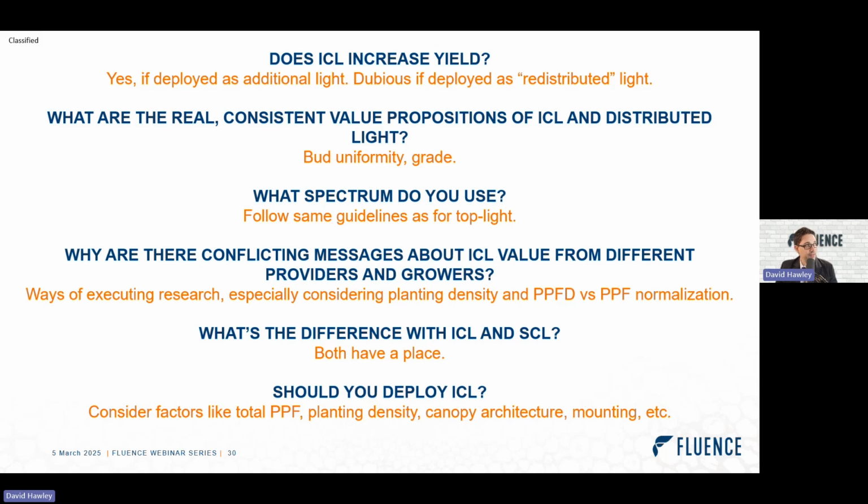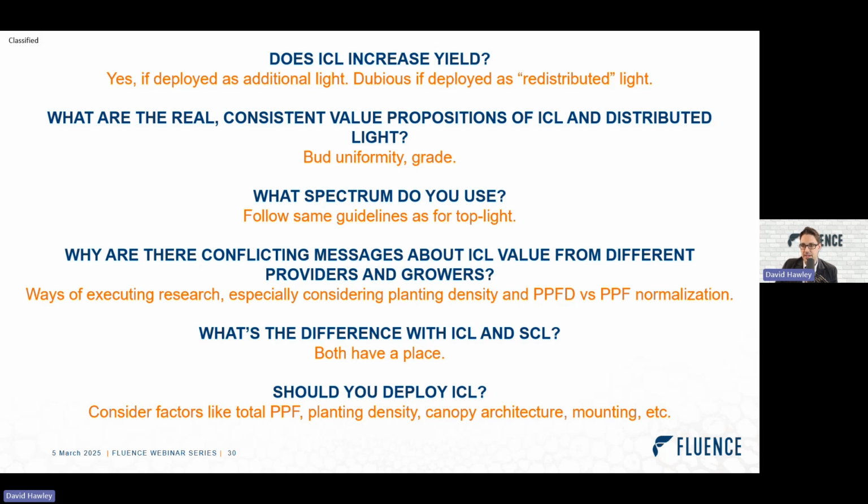And once again, if you're not really clear on what those guidelines are, talk to us or watch our past webinars. We've beat it not quite to death, but we're working on it. Why are there conflicting messages about ICL value from different providers and growers? I think it's down to the ways of executing research, especially considering planting density and PPFD versus PPF normalization. What's the difference with ICL and SCL or UCL? Again, both have a place.